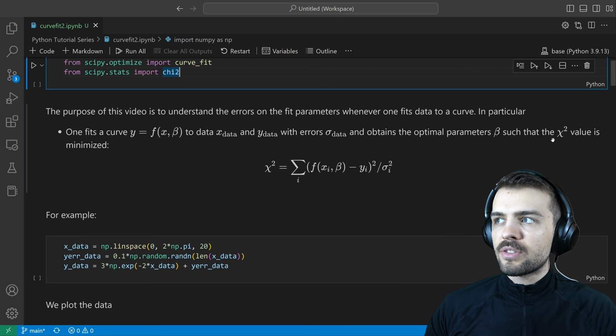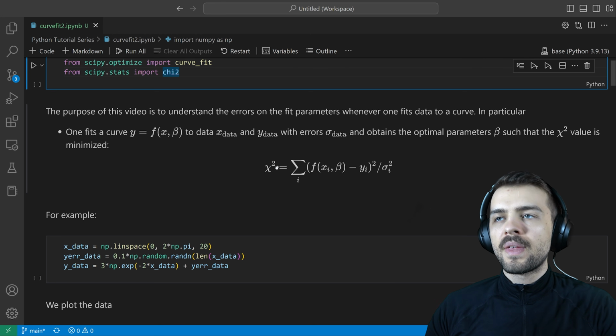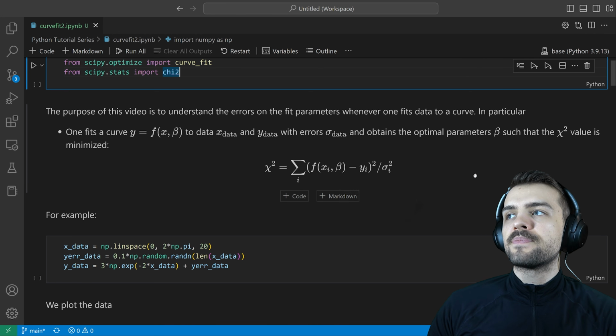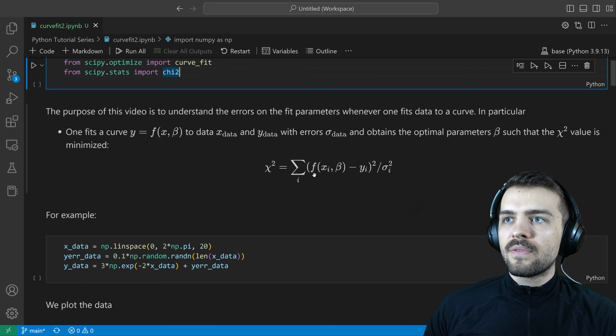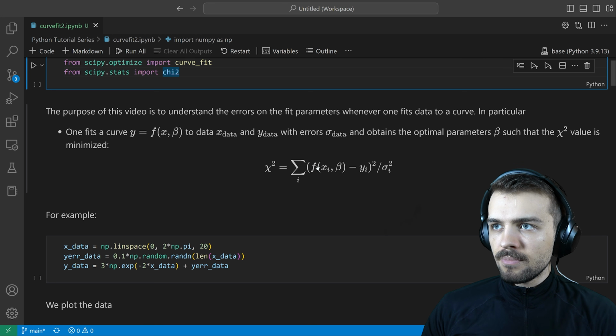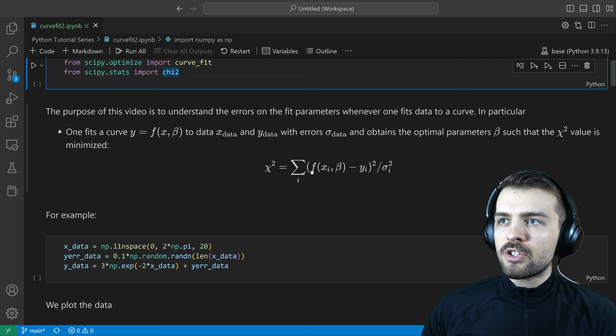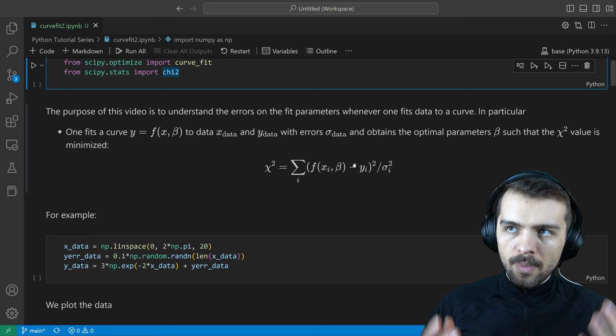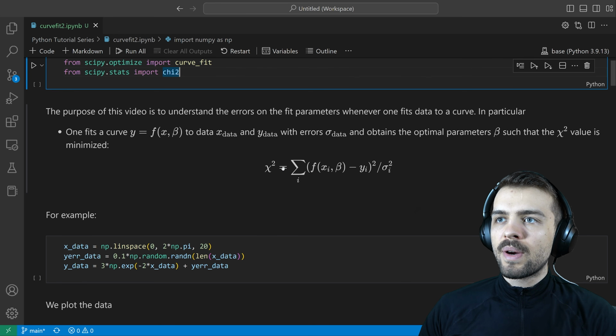chi-squared value is minimized. So the chi-squared value is defined like this. And you'll note, like I said earlier, chi-squared is actually a PDF, a probability density function. But usually chi-squared is defined as follows. Chi-squared is equal to, okay, you sum over all data points. You take the difference between your function evaluated at that data point with your parameters beta, you subtract the y value of that data point, and you divide by the errors. And of course, you square each of these. And if I plug this all in together, once I do my curve fit, I get the so-called chi-squared value.